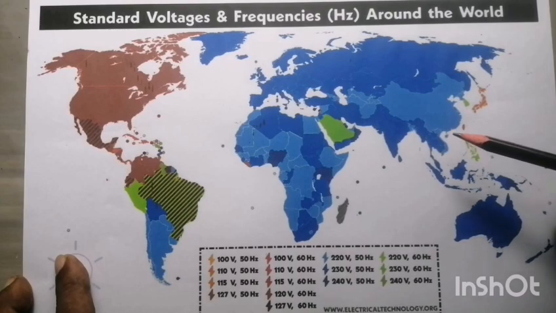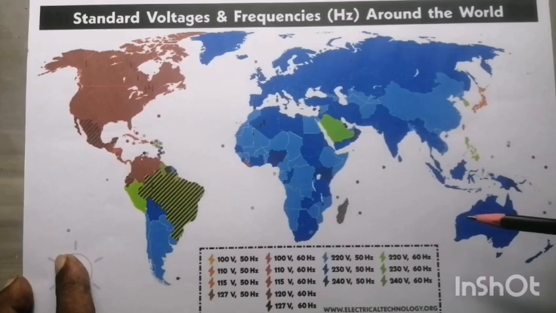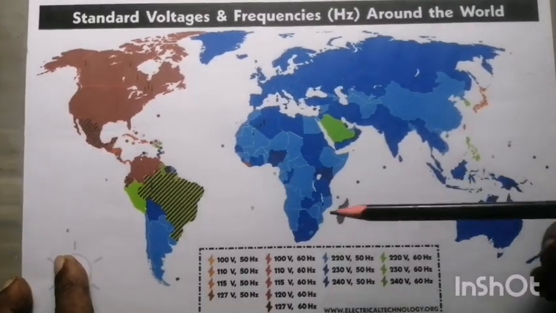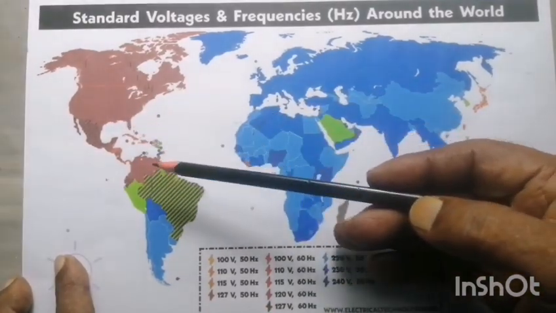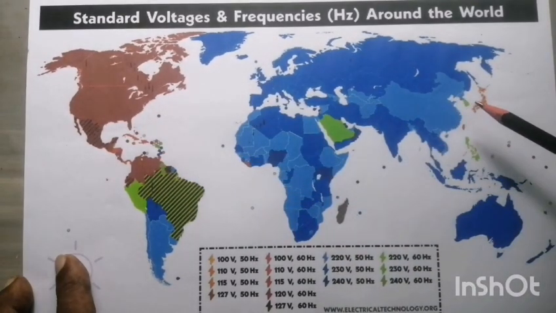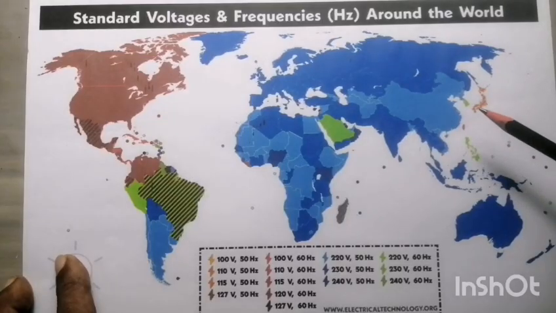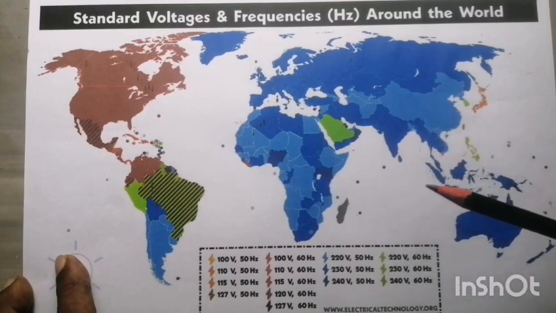You can say that almost in the whole world 220 is used, except what I see is in America and Canada, perhaps Mexico, and some red marks here in Japan. So these countries use only 110, otherwise 220 is used.